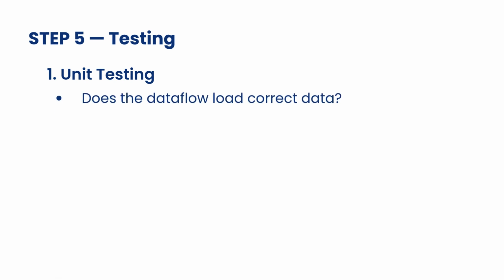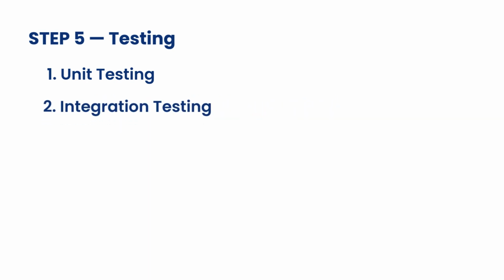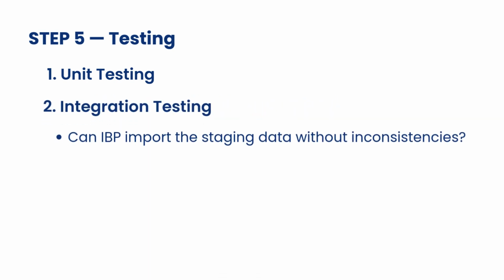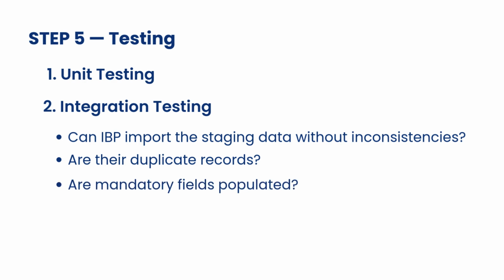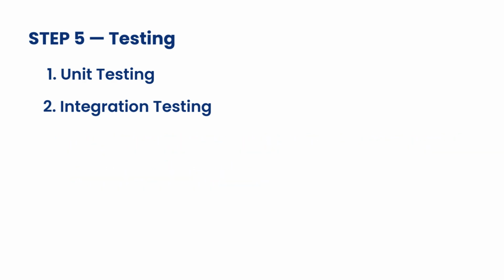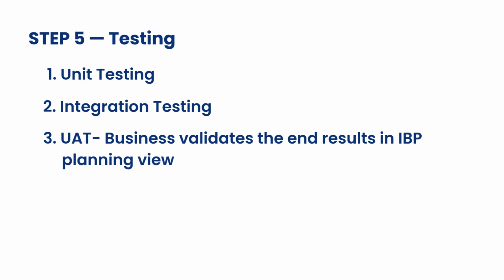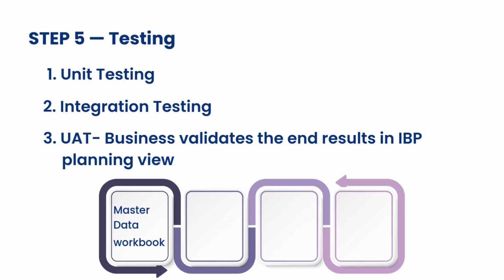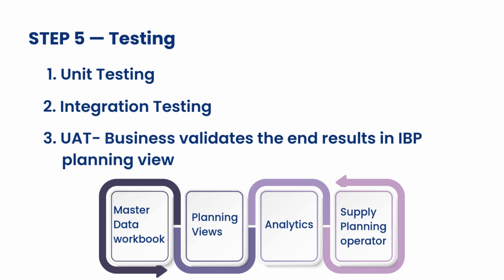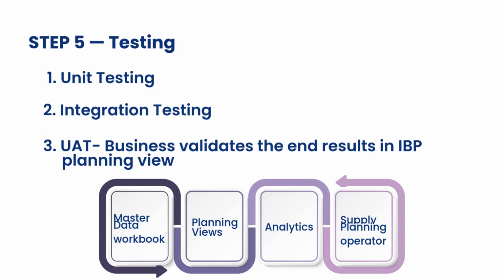Testing is crucial. We perform 1. Unit testing. Does the data flow load correct data? Are row counts accurate? 2. Integration testing. Can IBP import the staging data without inconsistencies? Are there duplicate records? Are mandatory fields populated? 3. UAT. Business validates the end results in IBP Planning View. Planners check the data in master data workbooks, planning views, analytics, supply planning operator results. Here, we often discover missing mappings or formatting issues like date fields.